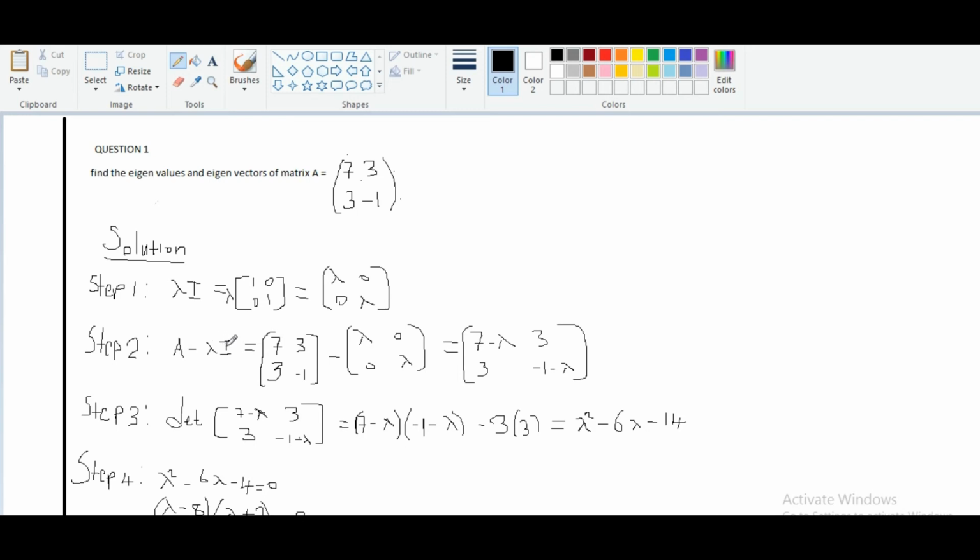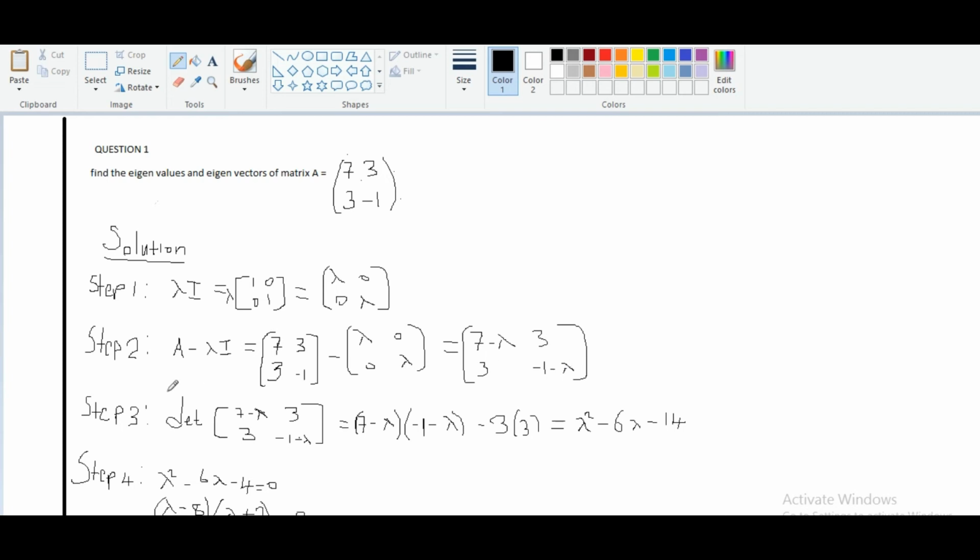So now we said the second step, you'll have to subtract the identity matrix multiple from the matrix A. So this is what we have here. Our A is just the original matrix that we're given in the question. So you write it like that, then you subtract what you got in step 1. Then you're going to have 7 minus lambda and 3 in the first column, and the second column is 3 and -1 minus lambda. Then you go to step 3.